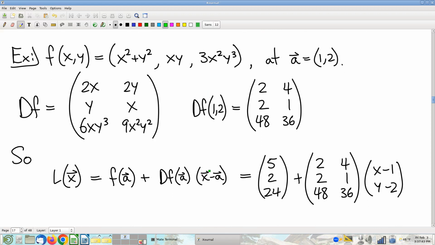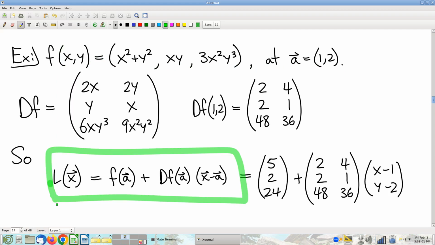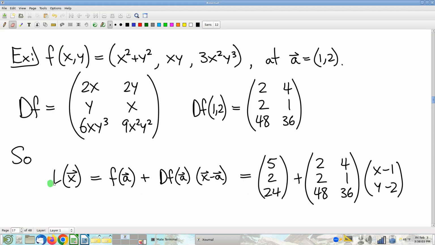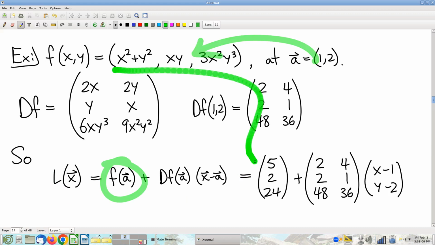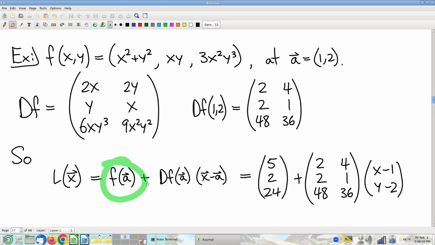Okay, example. Here we have a vector-valued multivariable function. Let's make the linear approximation, in particular at this point here, (1, 2). I'm just going to work directly from the formula we just talked about. There it is. So the first thing I'm going to need apparently is f of a. I'm going to take this point a, plug it into that function f, and there you go. There's f of a. That's the easy part. You just plug it in.